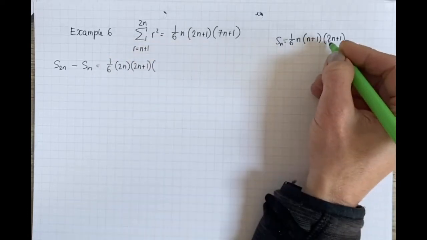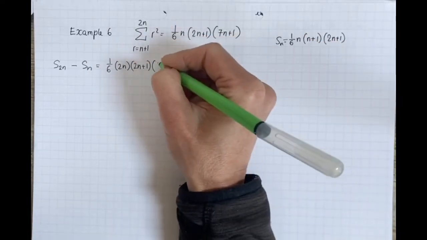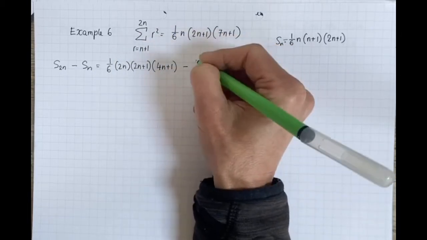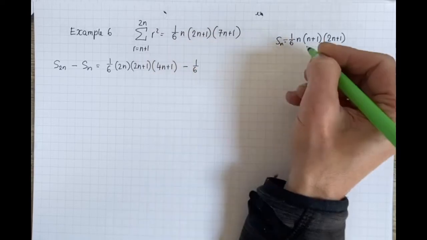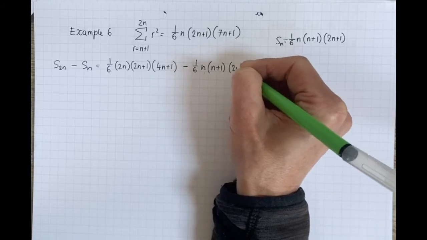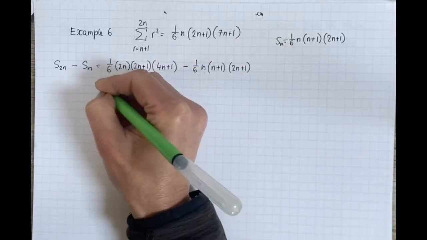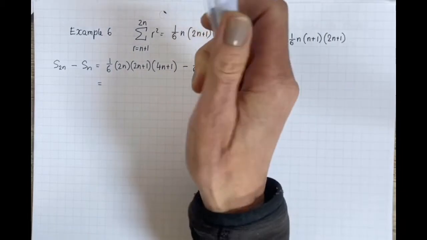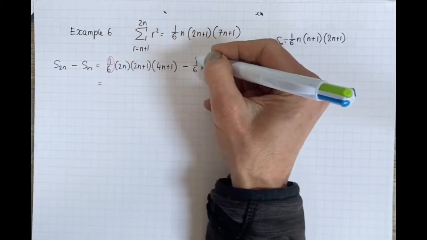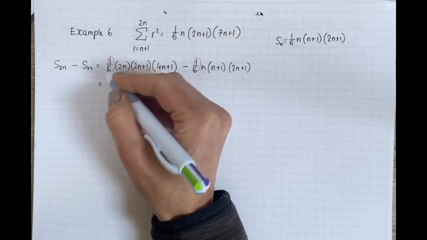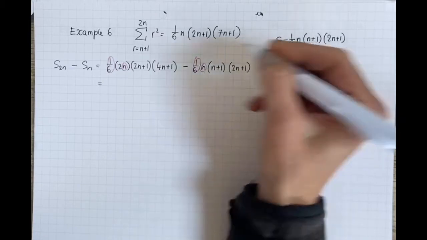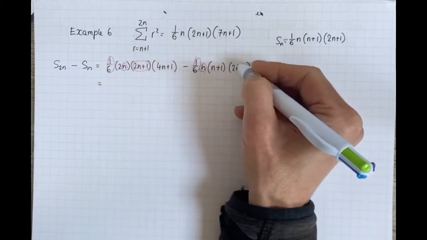And this is going to be 2 times 2n, so it's 4n plus 1, minus, just copy this as it appears, 1/6 of n plus 1, 2n plus 1. So what I like to do, I just want to use my colors because I am aiming for 1/6. So I want to keep that, although I could cancel this, but there's no need. I want to keep n, and I will also keep that.